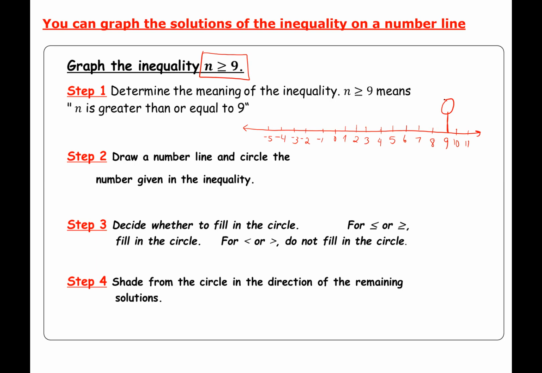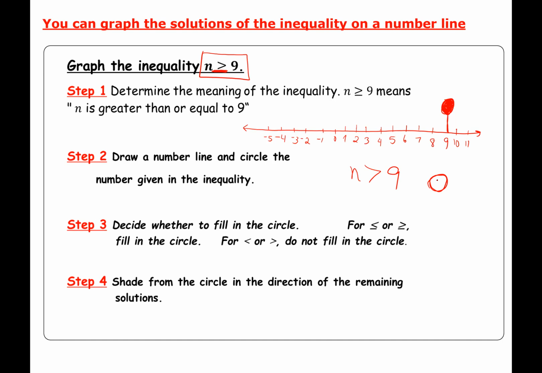And then this side, do I have to fill this circle or do I have to keep it empty? If I have an equal sign, I would shade the circle. So if I have an equal sign, I shade the circle. If it's n greater than 9 without an equal sign, I would leave the circle without shading. I would leave it empty.